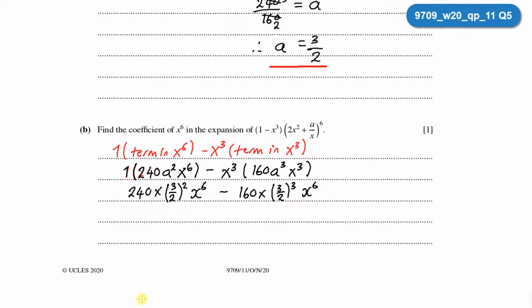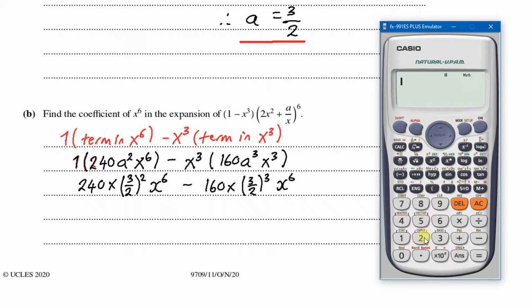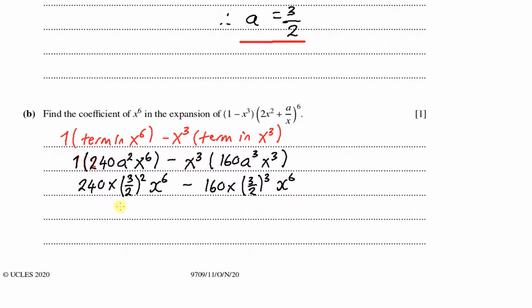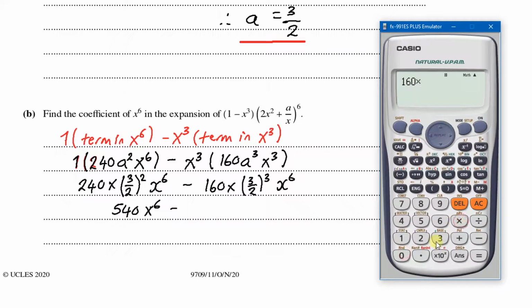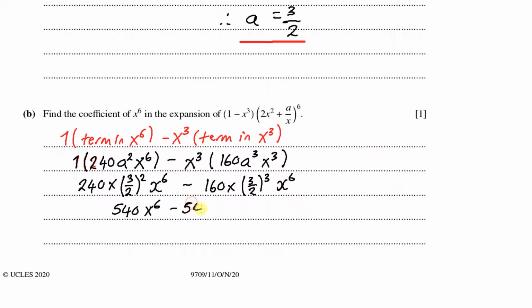So let's simplify this. We have 240 times 3 over 2 squared, and this gives us 540. So here we have 540 x to the power of 6, and that's minus 160 times 3 over 2 to the power of 3, and again it gives us 540 x to the power 6. Now 540 x to the power 6 minus 540 x to the power 6 is going to give us 0. And that's the answer. So the coefficient of x to the power of 6 is just going to come out as 0. And that's how we do it.